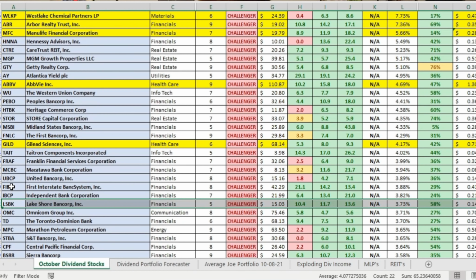And we can also include 2 more here. I'm just trying to fill them up here just to kind of show the example. We've got LSBK for Lakeshore, and we've got FIBK, 2 regional banks here that all have really great dividend growth metrics and good yields here north of 3%.